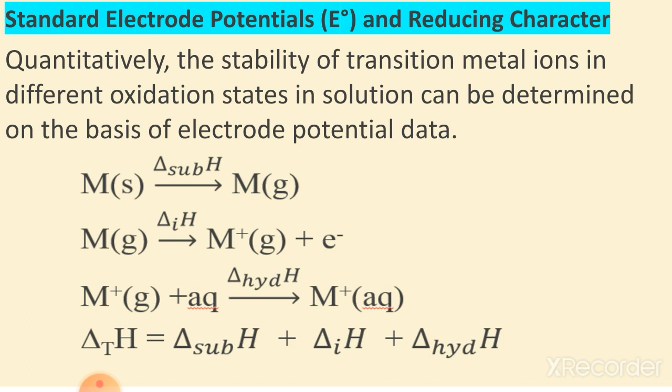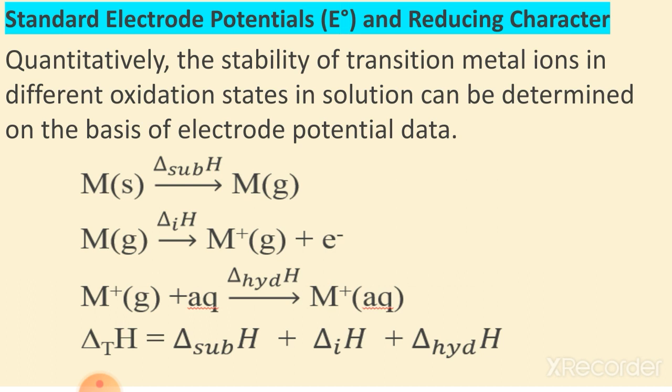Look here, M in the form of solid. When solid changes into gas, we have to provide sublimation energy. So that's why M solid, ΔsubH. Here delta means change, sub means sublimation, H means enthalpy. Now the metal changes from solid state into gas state.